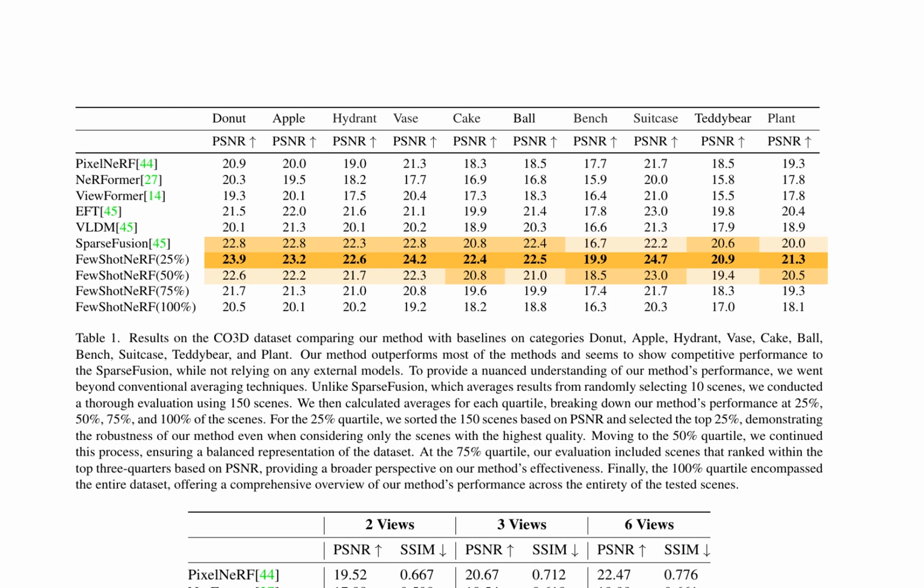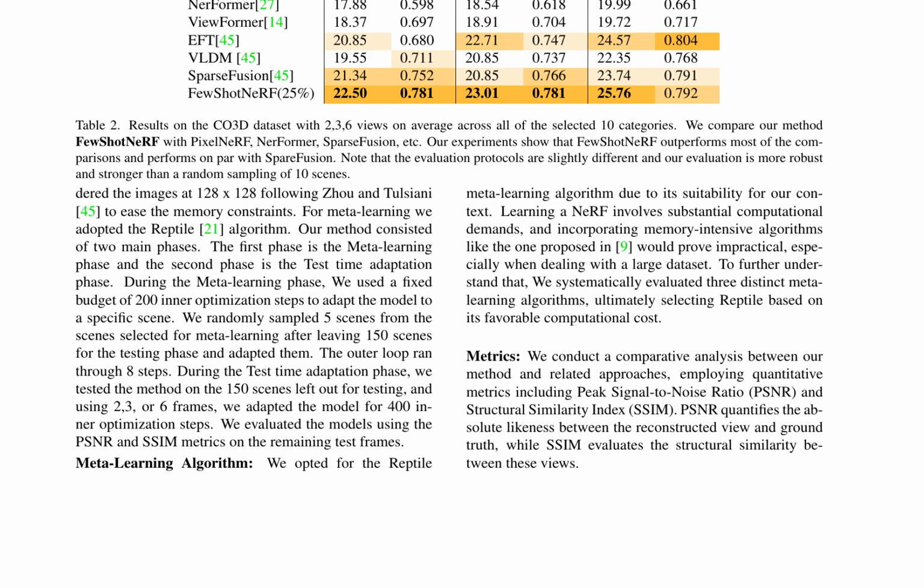The authors systematically evaluated 3 distinct metalearning algorithms, ultimately selecting Reptile based on its favorable computational cost. They conducted a comparative analysis between their method and related approaches, employing quantitative metrics including peak signal-to-noise ratio, PSNR, and structural similarity index, SSIM. PSNR quantifies the absolute likeness between the reconstructed view and ground truth, while SSIM evaluates the structural similarity between these views.